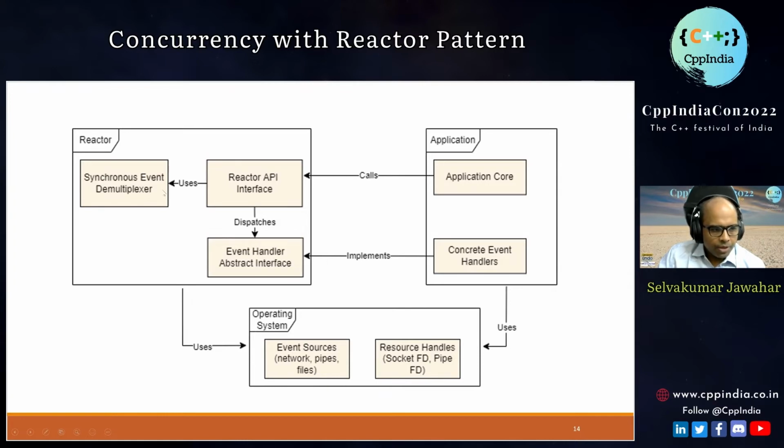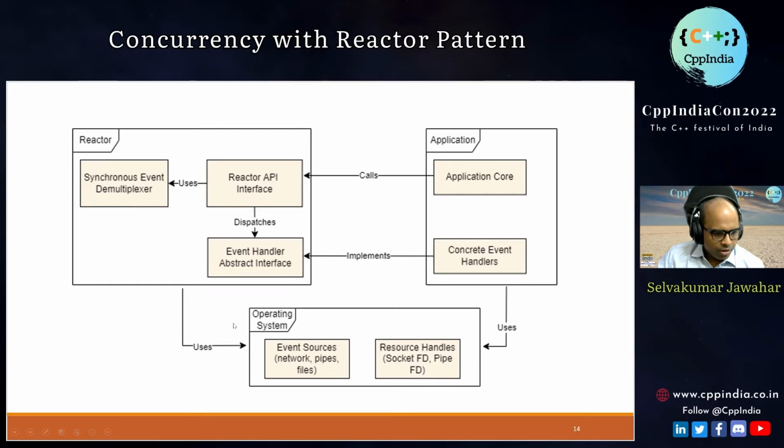What I mean by demultiplex here is, there are multiple events coming in. It will take the events one by one, and then it will provide the reactor interface, the other component, with the information that this particular event has occurred with that particular handle, and then the reactor will take that event handle and call it. So this event demultiplexer is the core of the reactor.